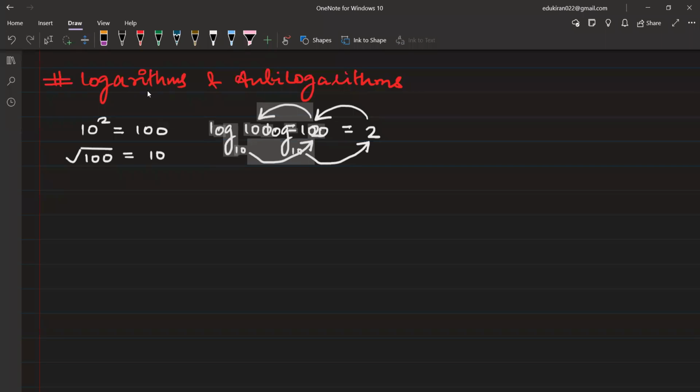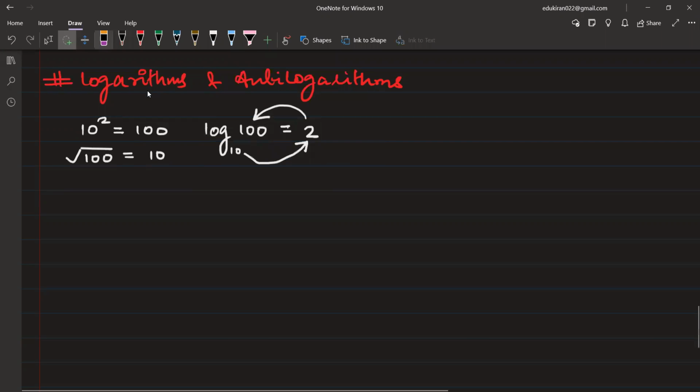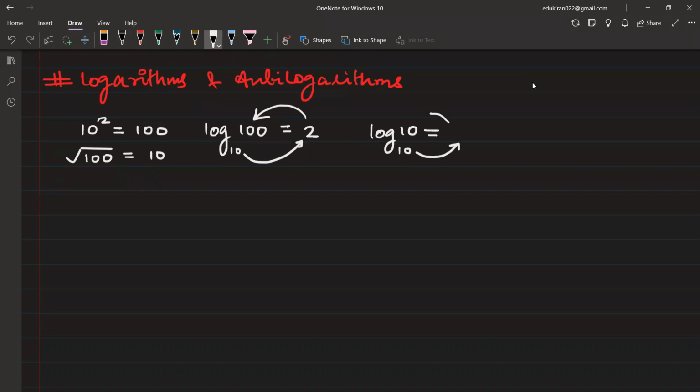Hishma, Salman, Minashi, you guys raised your hand, please tell me, did you understand this part? Yes sir. Right, yes, sir. 10 to the power 2 is equal to 100. Now you guys will tell me, what is the value of log 10? What you have to ask yourself, 10 to the power how much is equal to 10? Anna, tell me what is the answer.